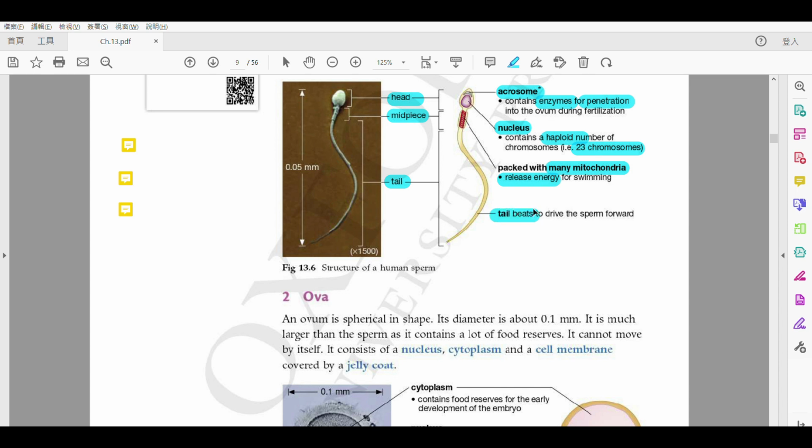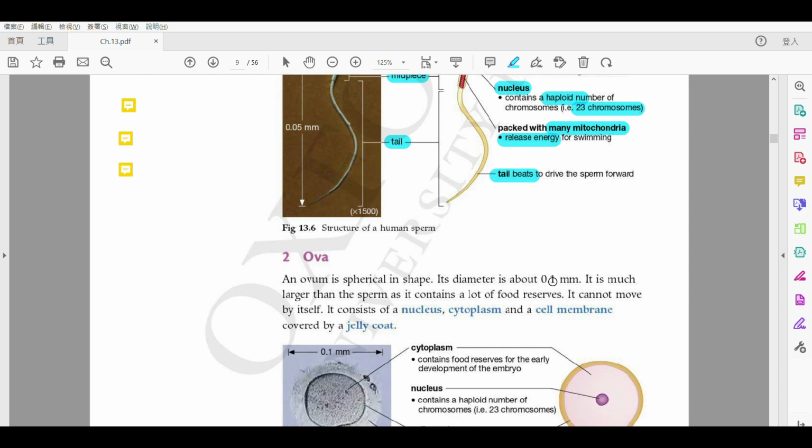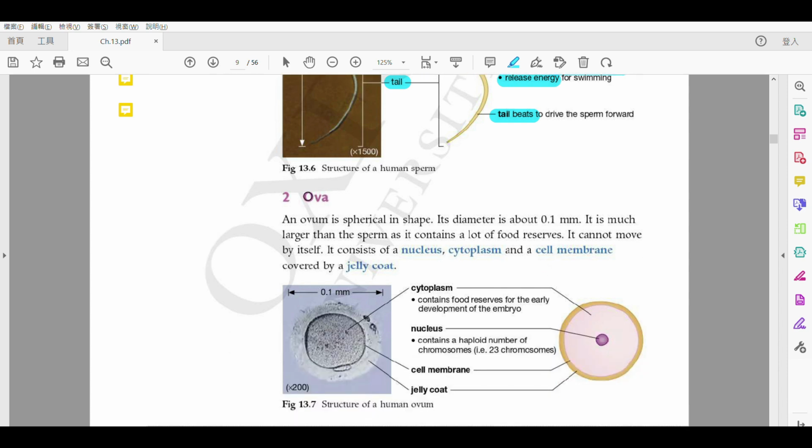It will keep on beating to push the sperm forward. Okay, another thing, we move on to talk about the ovum. Let me remind you again, ovum is singular, ova is plural.